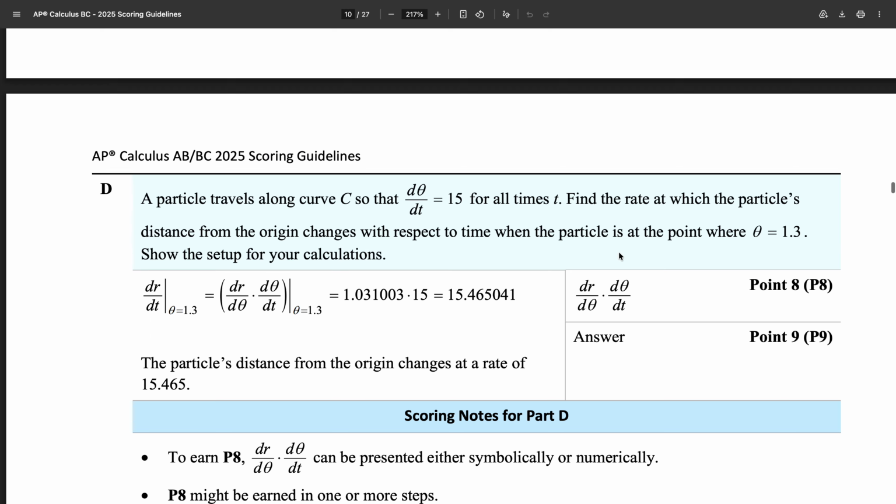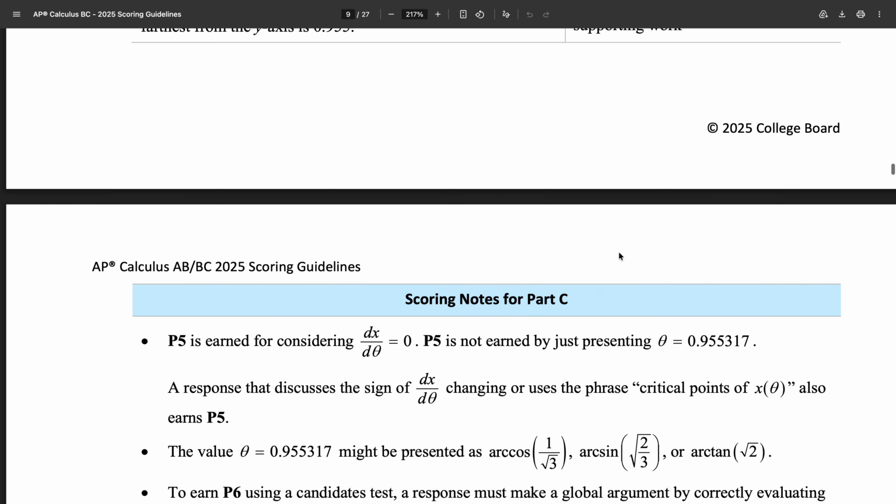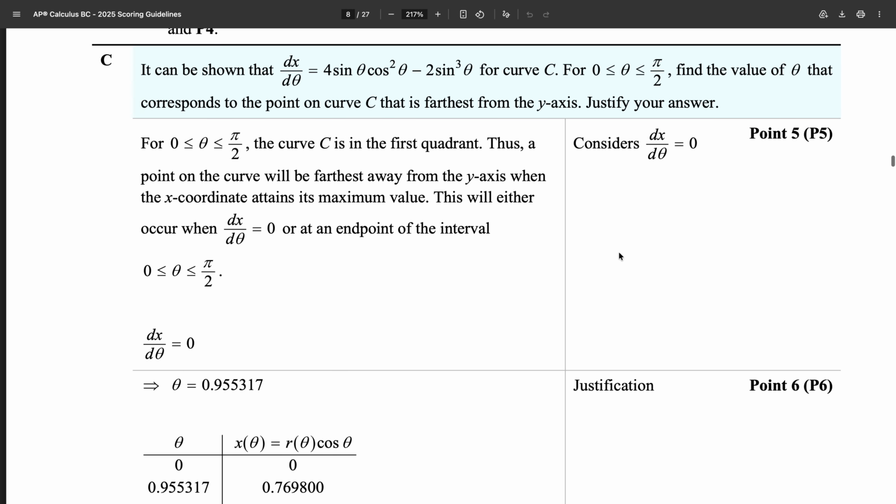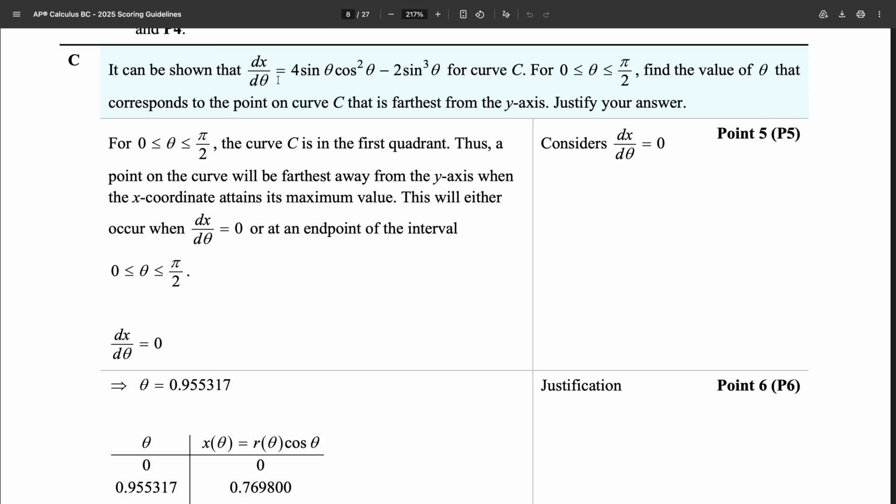So, for example, here in part C, where they give you dx d theta, and it says find the value of theta that corresponds to the point on the curve C that is farthest away from the y-axis. Notice how one thing that should click with you is that they gave you dx d theta. Since they gave you dx d theta, you know that it has to do something with the y-axis. Now, because it says farthest from the y-axis, this tells me that my x component is going to be at its maximum value.